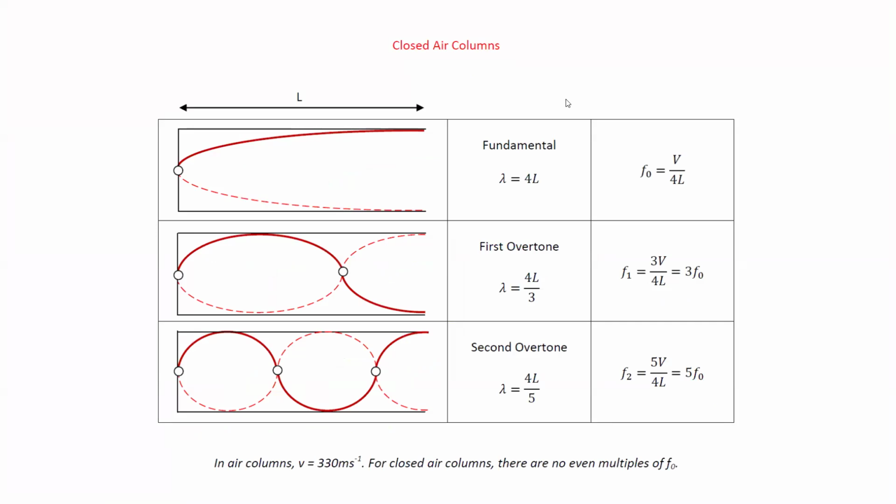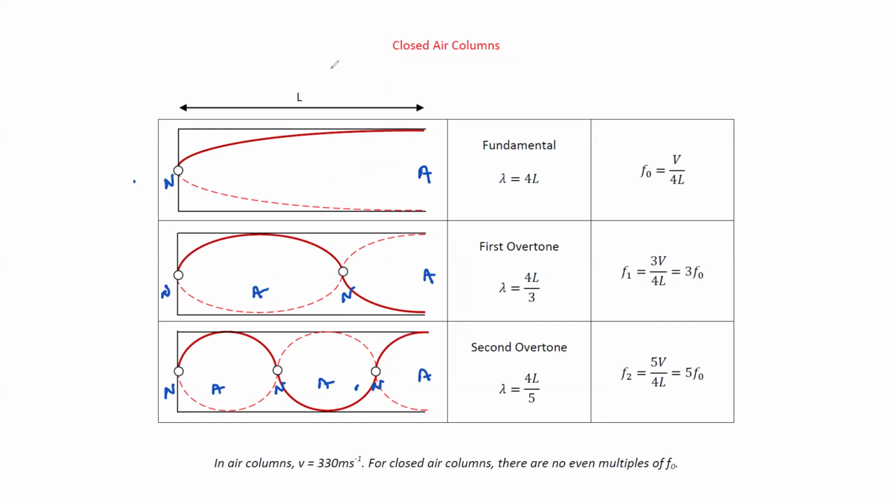For example, when it vibrates, the closed end will always form a node. That is the fundamental. So this will be one node and one antinode. Or we may have a node, antinode, node, and antinode. Or we may have a node, antinode, node, antinode, node, and then antinode. So always at the open end, it will form an antinode.